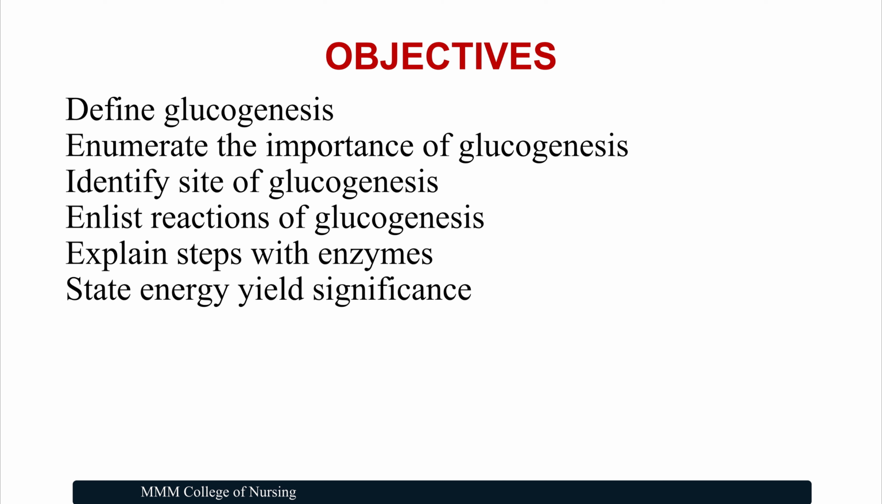Before we get into the topic, let me tell you what we are going to cover. First, we'll define glycogenesis, then we'll understand why it is important, the significance of this process. After that, we will identify the site, meaning where exactly in the body does this happen. Then we'll go through all the steps of glycogenesis one by one with the enzymes involved, and finally we will look at the energy involved and the overall significance.